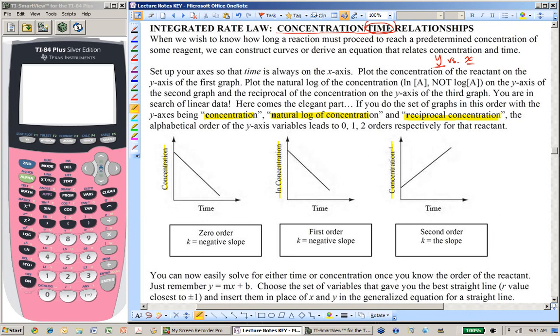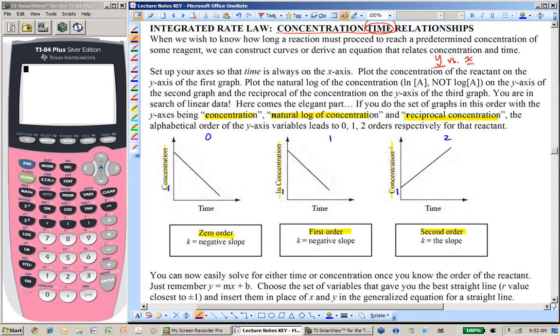And when we actually graph these, we are determining whether this is 0 order, 1st order, or 2nd order. So 0, 1, 2, nice little pattern, alphabetical order: concentration, natural log, think about the N, not the L, and reciprocal concentration. Inverse isn't going to work for you. It's got to be reciprocal.